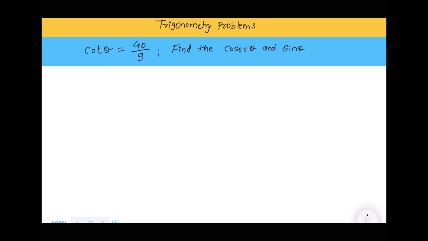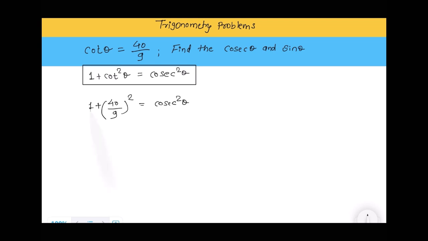We will use the trigonometric identity 1 plus cot square theta is equal to cosec square theta. Let's replace the value of cot theta as given in the problem. So it becomes 1 plus (40 upon 9) square is equal to cosec square theta. Simplifying this, 1 plus 1600 upon 81. Why? Because 40 square is 1600, 9 square is 81.